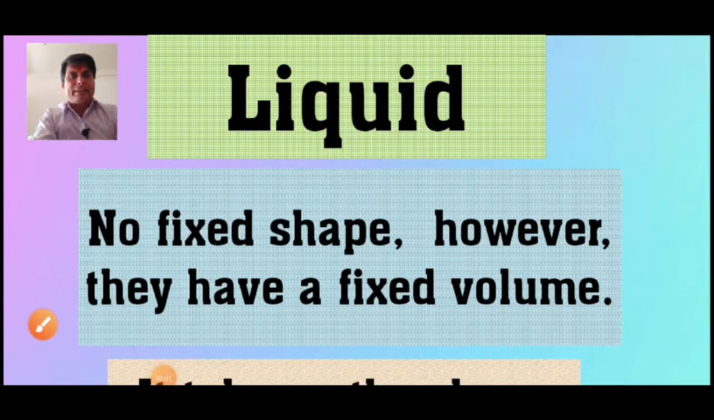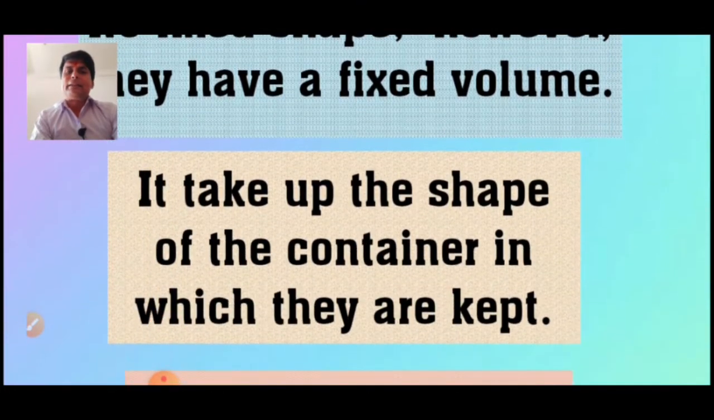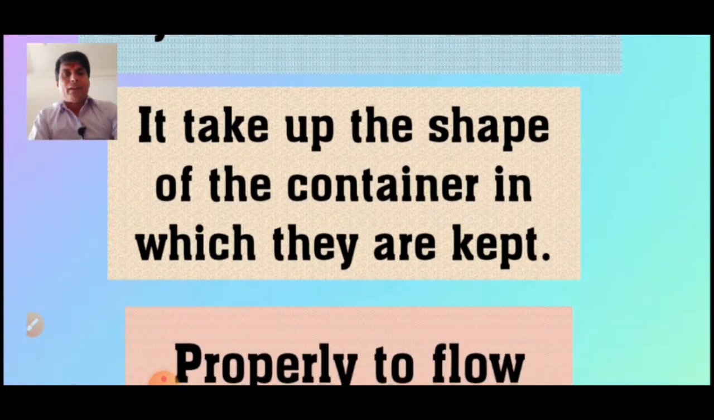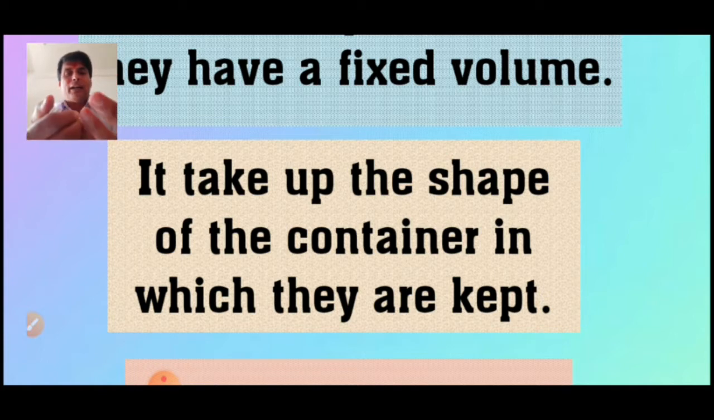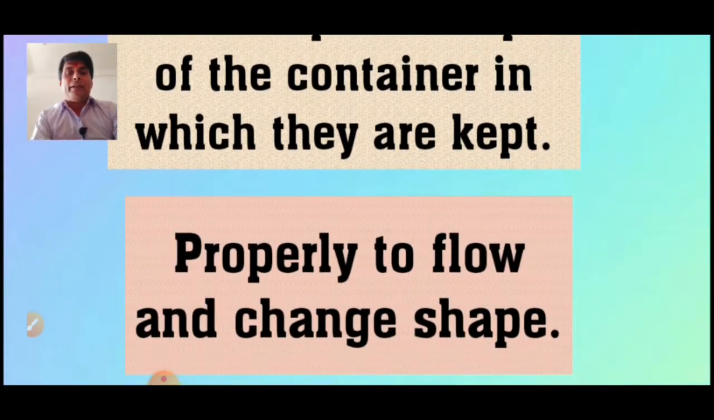Liquid: no fixed shape. However, liquids have a fixed volume. They take up the shape of the container in which they are kept. When you put a liquid into a glass, it takes the shape of the glass. When it is put into a tub, it takes the shape of the container. It has the property to flow and always changes its shape.